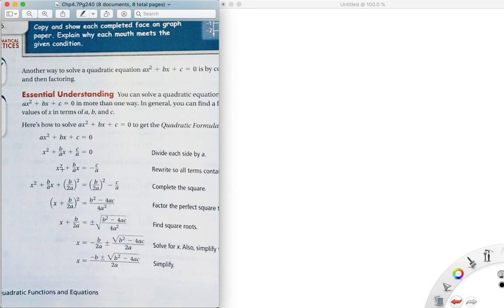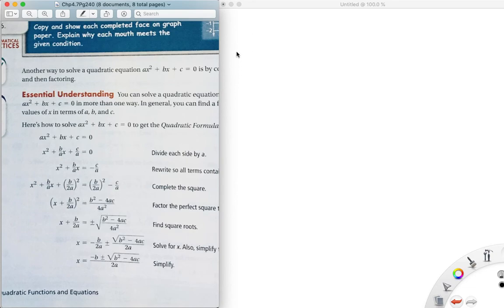And we complete the square by dividing the b term, which is b over a, by 2, which is b over 2a, and squaring it. And we add it to both sides. That completes the square on the left-hand side and gives us x plus b over 2a squared. And on the right-hand side, we have this squared, which is b squared over 2a squared, which is 4a squared.